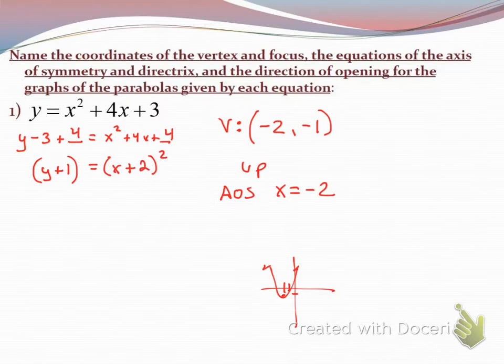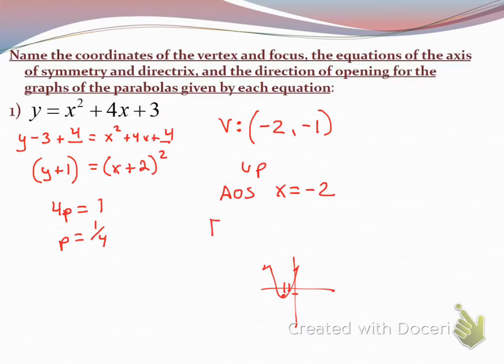This is 4p. What does 4p equal? What does it equal, guys? 1. What's p equal to then? 1/4. Now I want you all to do this. Follow my cursor down here. Okay. 1/4 from the vertex, and the focus is always inside the parabola. Makes sense, right? It's 1/4 above it. So what would the focus be?